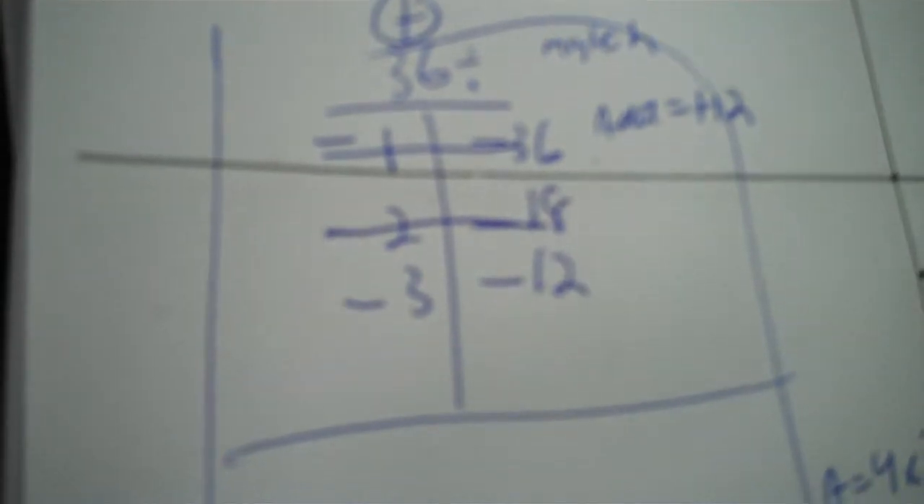Okay, so 4 times 9 is 36, positive, so it's a match. So negative, negative. It has to add to positive 12, okay. 1 and 36, that's negative 37, that's not even close. 36 divided by 2 is 18, that's negative 20, you're still wide. 36 divided by 3 is 12, that's negative 15, you're still wide, but not by much.